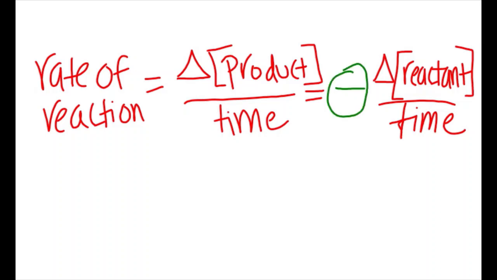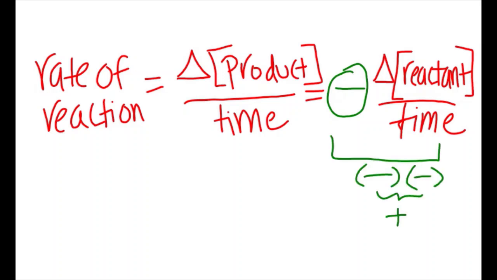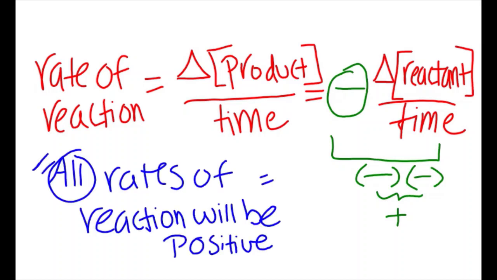But this time, we put a negative sign in front of the ratio, because reactants go away in a reaction, and since we do not want a negative rate, we put a negative outside of the ratio to create a positive number. This means that all rates of reaction will be positive. Now let's see an example with relative rates.